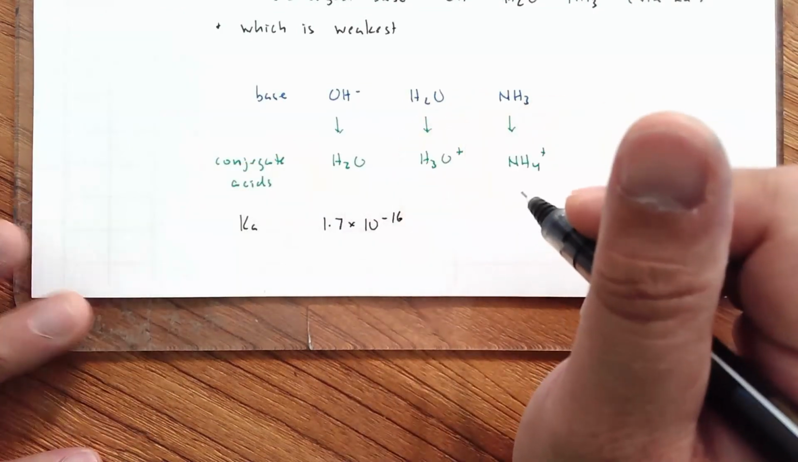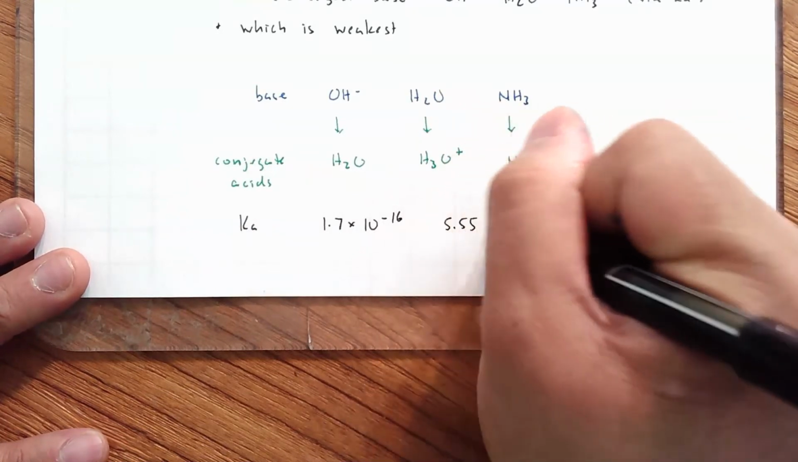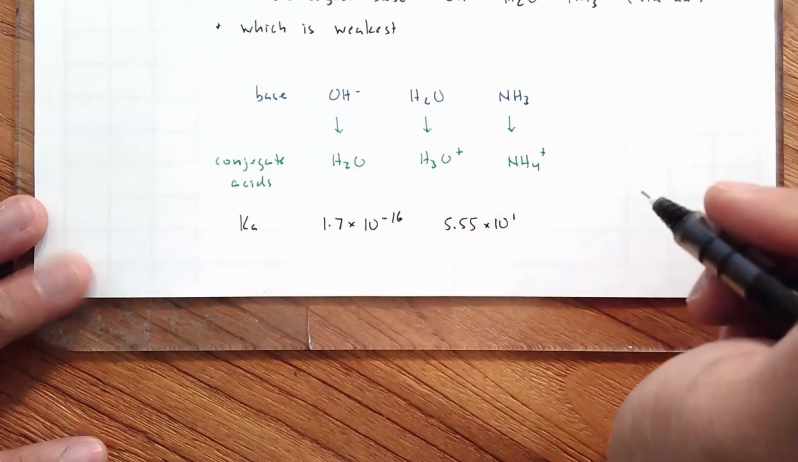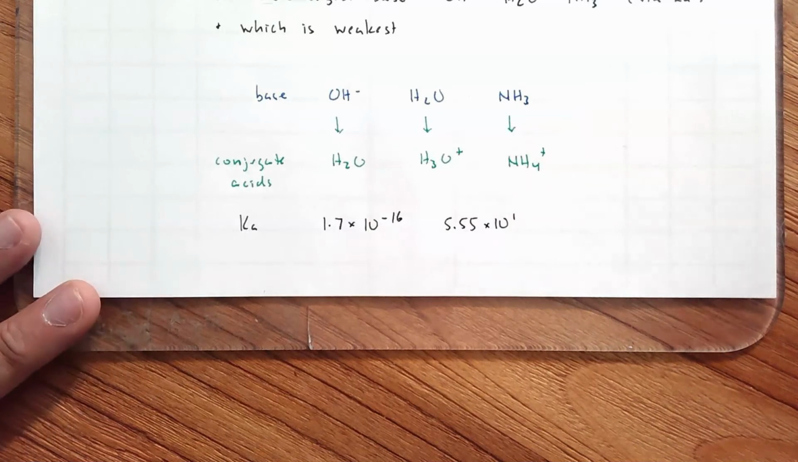What about H3O plus? H3O plus is 5.55 times 10 to the 1. Interesting. So it's greater than 1.